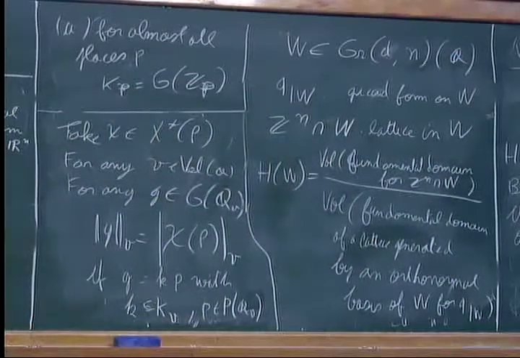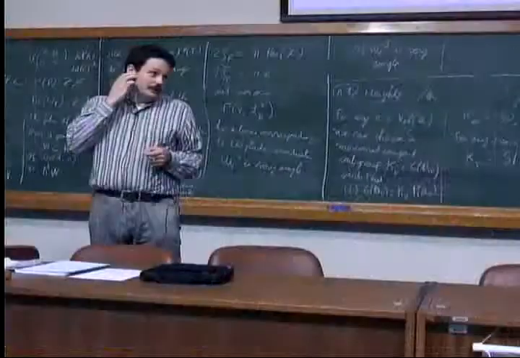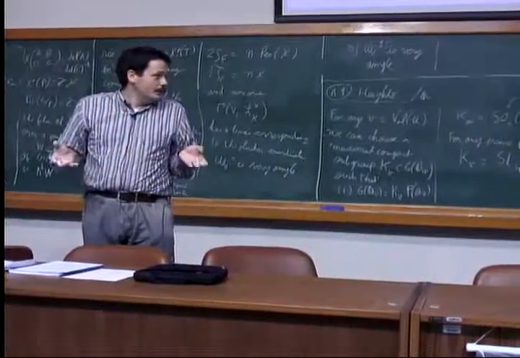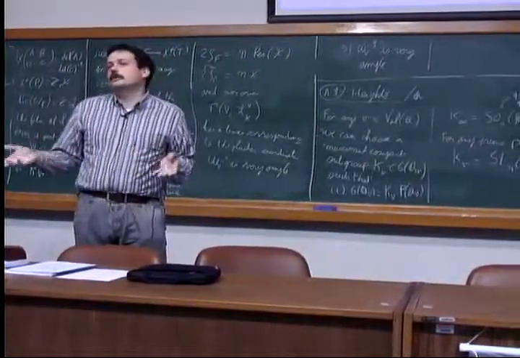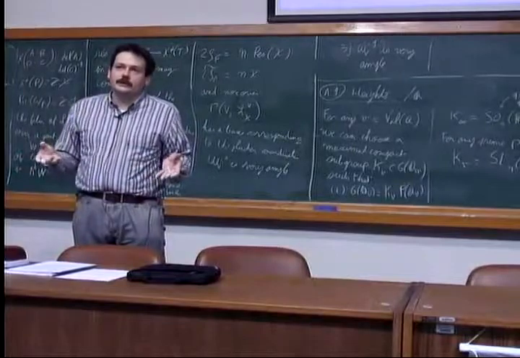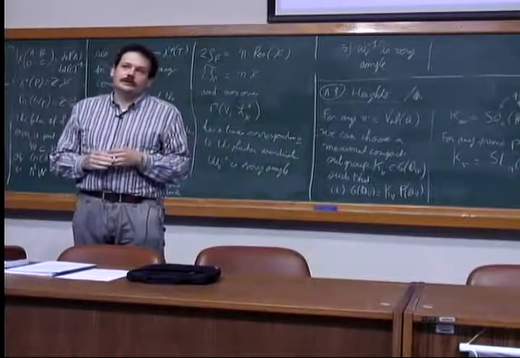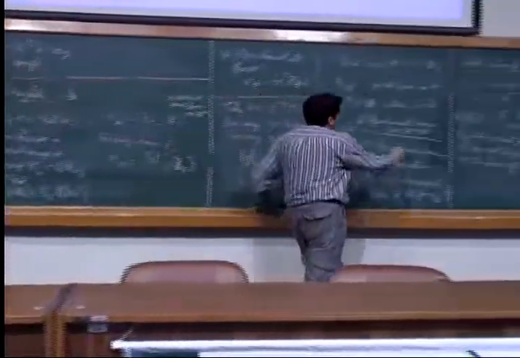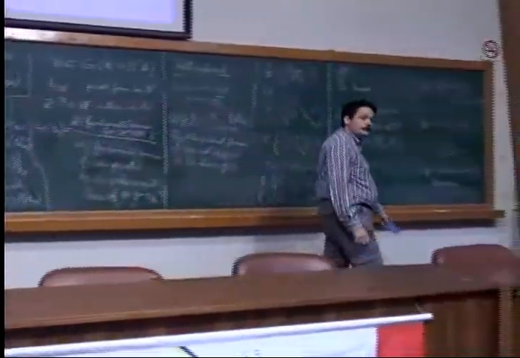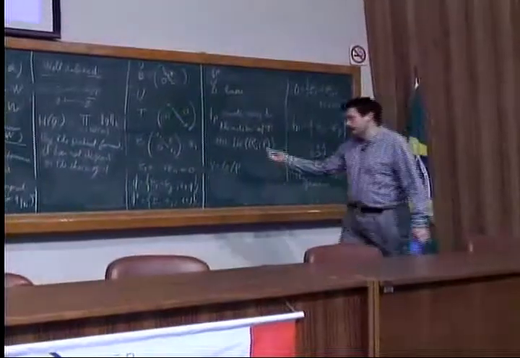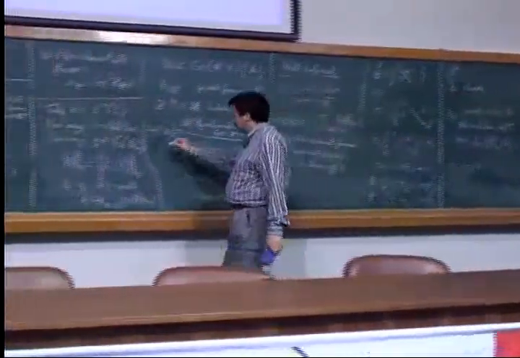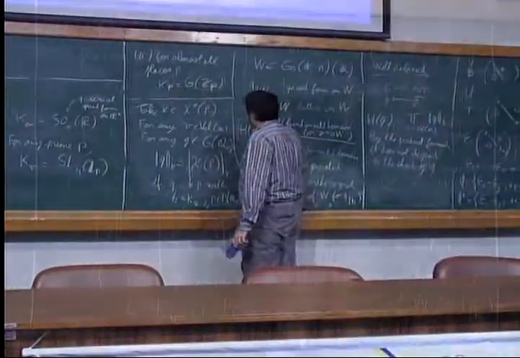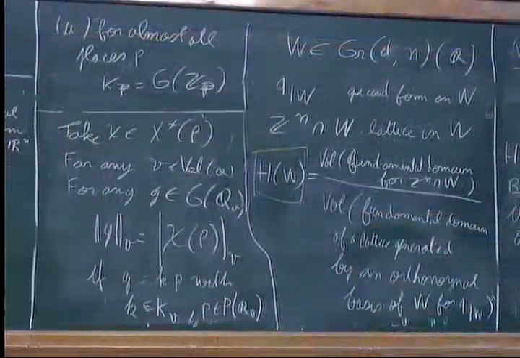Okay, so I want to normalize somehow my volume form since it's not canonical on W. So the spirit of it is that I use a volume which is natural in terms of the quadratic form, and then I consider the volume of the fundamental domain for this lattice Zn intersected with W. Right? Well, okay. This is what we are looking for. This is the height we want.